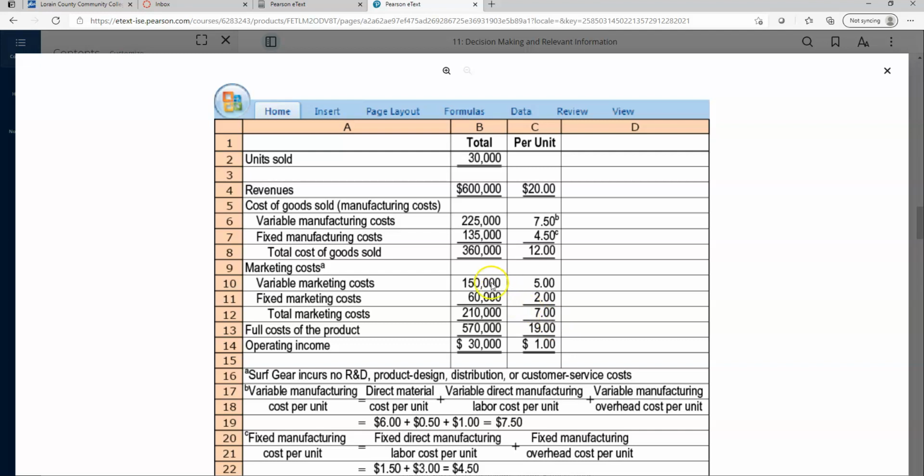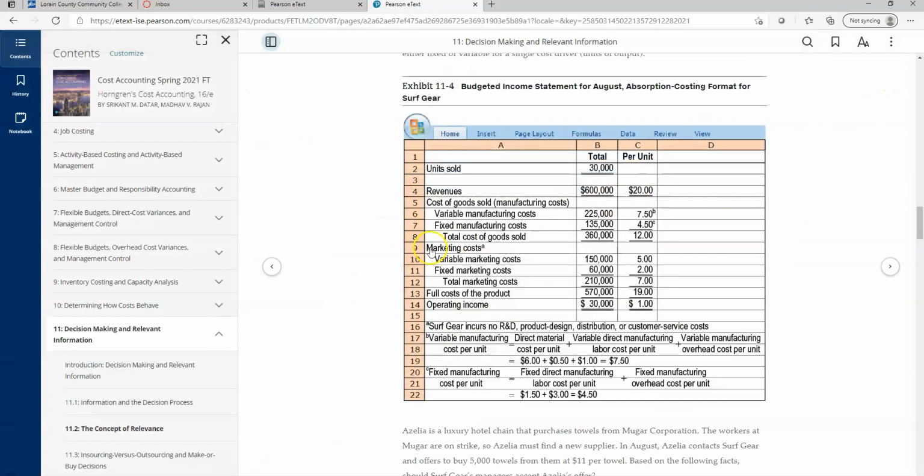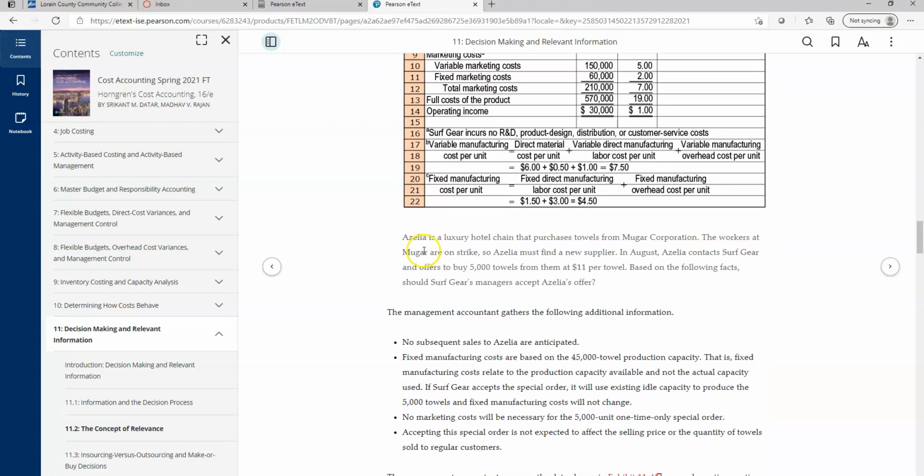Now, let's go through this real quick and see which costs are relevant to a situation here. And we're going to do that when we learn that Surf Gear has a hotel chain, Azalea, that wants to purchase towels from Surf Gear. Now, Azalea already purchases from Munger Corporation, but the workers at Munger are on strike, so Azalea must find a new supplier, and this is just a temporary one. Azalea contacts Surf Gear and offers to buy 5,000 towels from them at $11 per towel. Based on the following facts, should Surf Gear managers accept Azalea's offer?